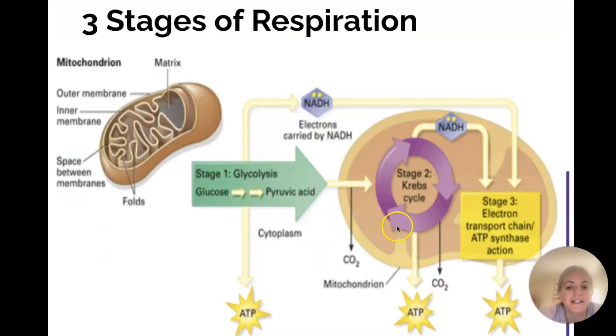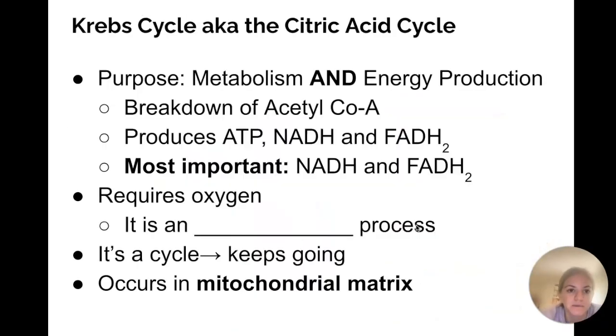Now we're going to move into the official second step, which is called the Krebs cycle. I will probably most often call it the Krebs cycle, but its other name is the citric acid cycle. The main purpose of this step is metabolism, which is breaking stuff down, and energy production. So the Krebs cycle metabolism part is used to break down acetyl-CoA. So that's the metabolism part.